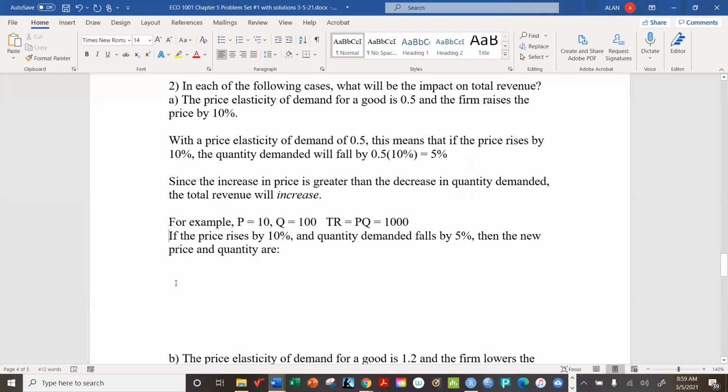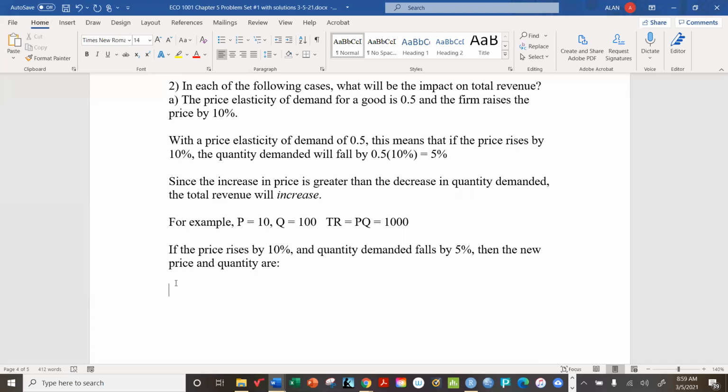So what's happened here is that the new price is 11 and the new quantity is 95. So the total revenue is 11 times 95, 1045. If you're wondering where that 11 came from, it's 10 times 1 plus 0.10. And here it's the original 100 times 1 minus 0.05. So this is how you would calculate the change.